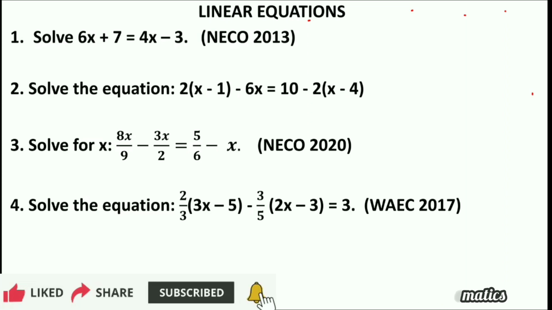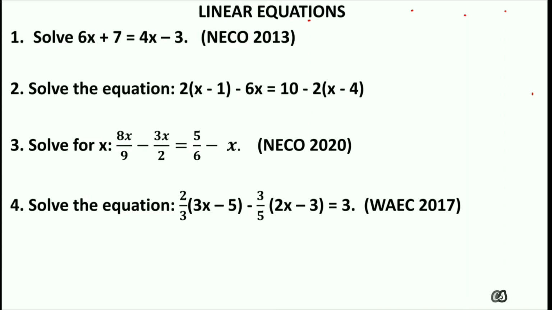Today I'm going to talk about linear equations. Linear equations are algebraic equations in which the highest power of the unknown is 1. In order to solve linear equations, there are a few steps to follow.